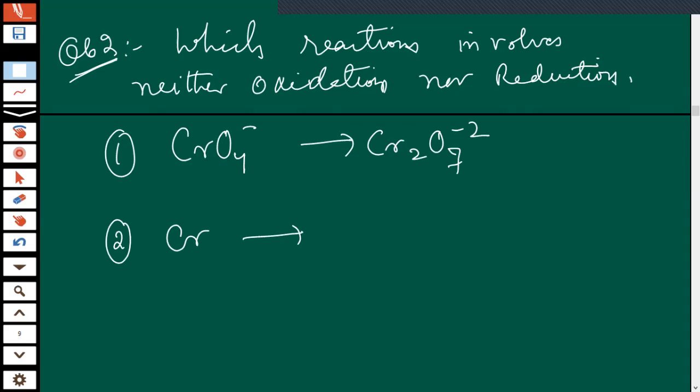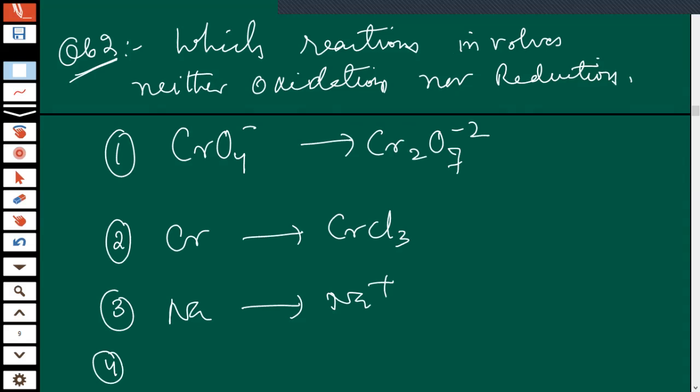Chromium will give you CrCl3. Option 3, Na is changing into Na plus. Option 4, S2O3 2- will give you S4O6 2-.